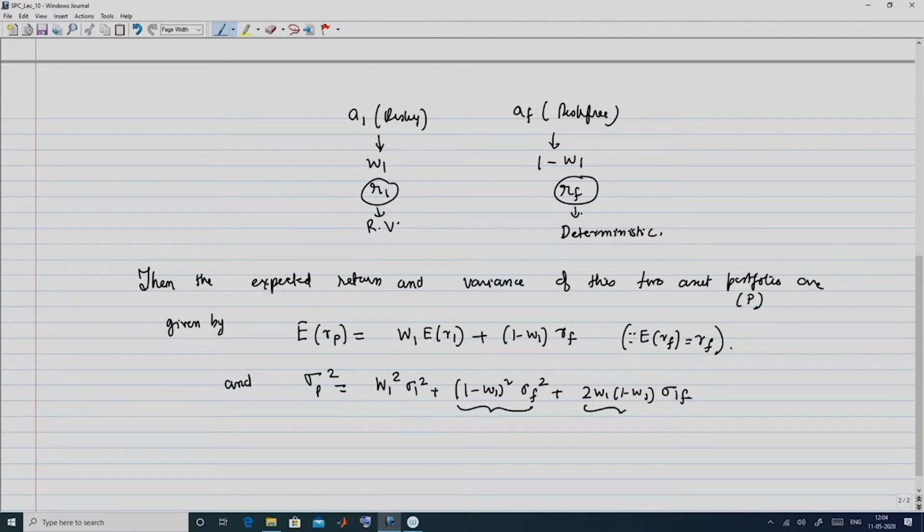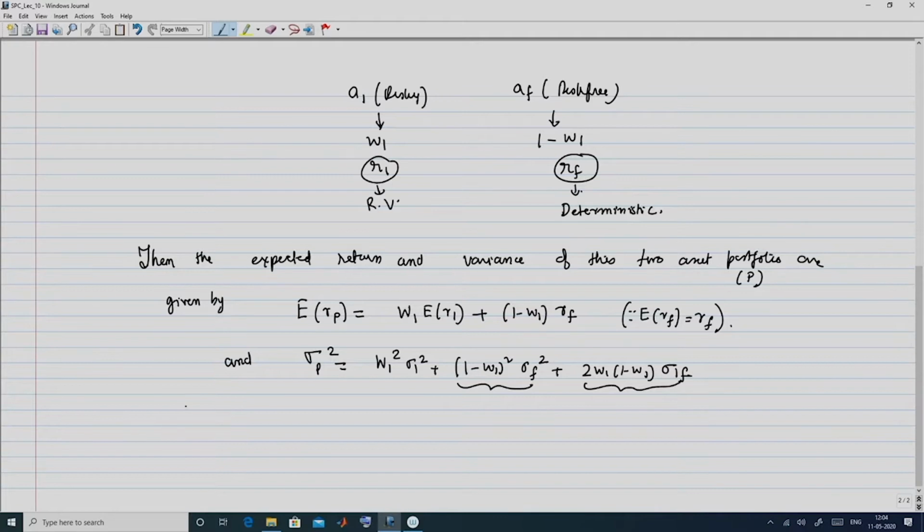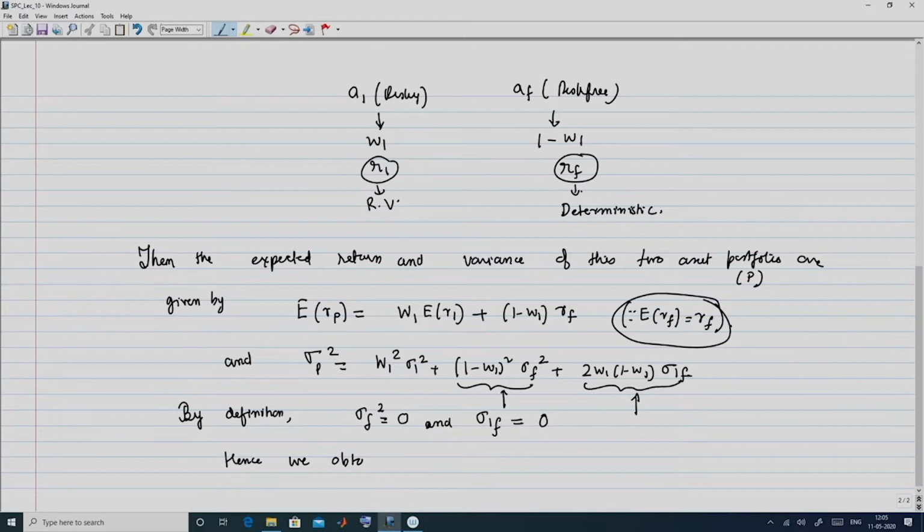Now, basically look closely at these two terms in the expression for sigma P square. By definition, we will have sigma F square equal to 0 because the return is deterministic, and also we will have sigma 1 F equal to 0, because one of the random variables is constant. So, the covariance also is going to be 0. So, that means that this is 0 and this is 0. Consequently you will obtain that sigma P square is equal to only W1 square sigma 1 square, which implies that sigma P is equal to W1 sigma 1. So, we will take the positive square root.